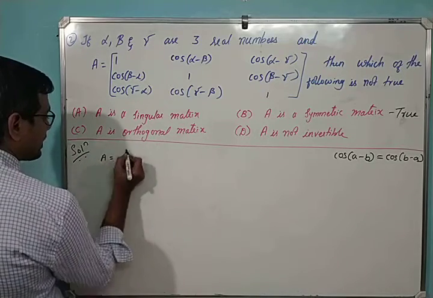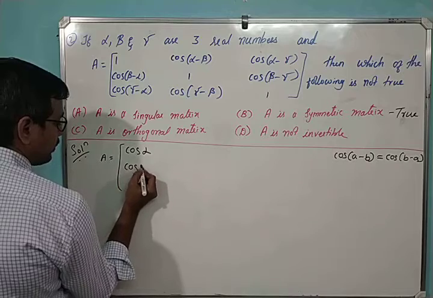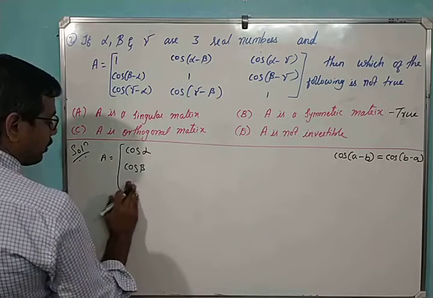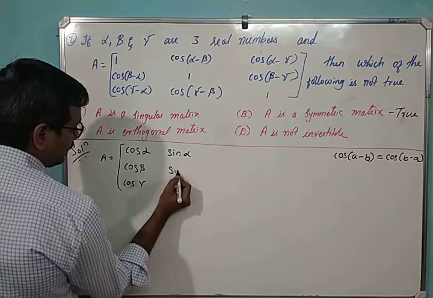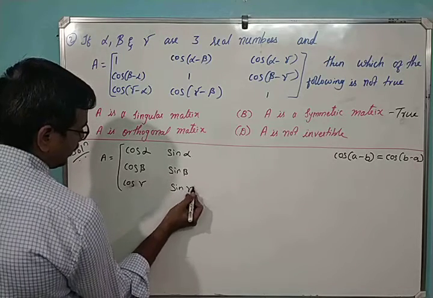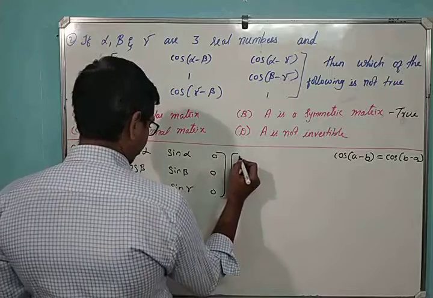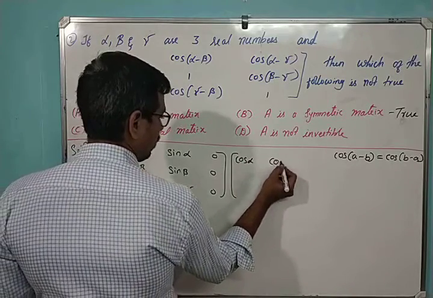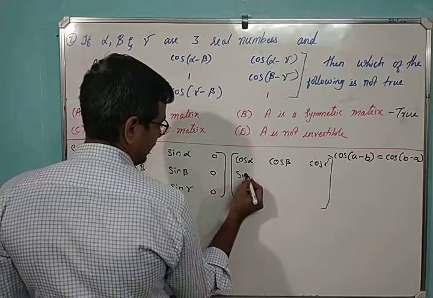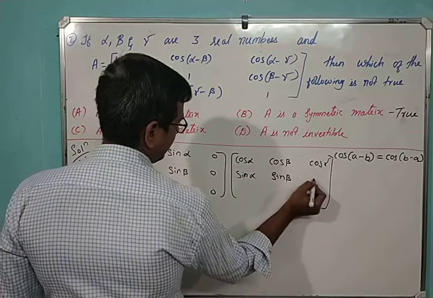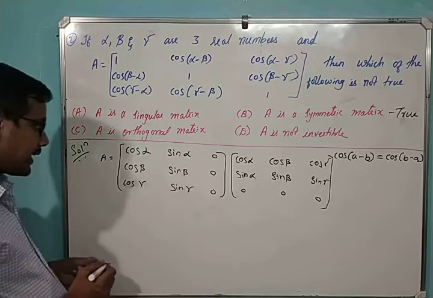This A can be written as the matrix with rows cos alpha, cos beta, cos gamma; sin alpha, sin beta, sin gamma; 0, 0, 0, into the matrix with rows cos alpha, cos beta, cos gamma; sin alpha, sin beta, sin gamma; 0, 0, 0. If I multiply, I should get back this matrix. Check it.